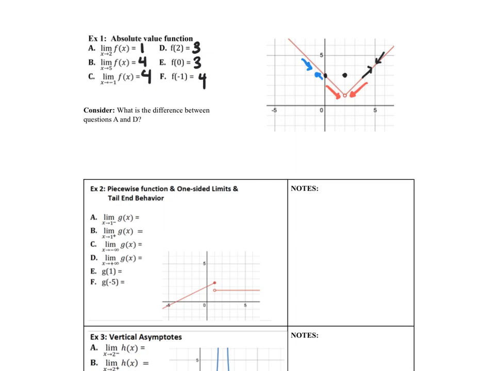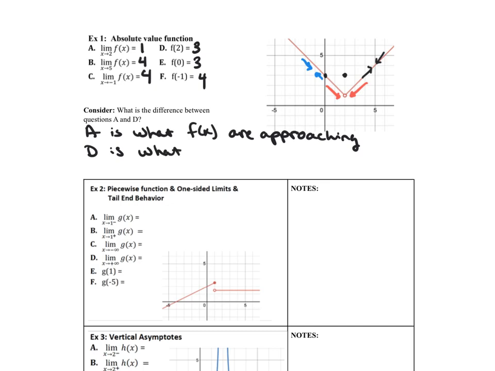So we need to consider what the difference between the questions A and D is. What we need to understand is that A is asking what f of x, or your y values, are approaching. D is asking what f of x actually equals. Okay, and in this case they're different because of the hole.